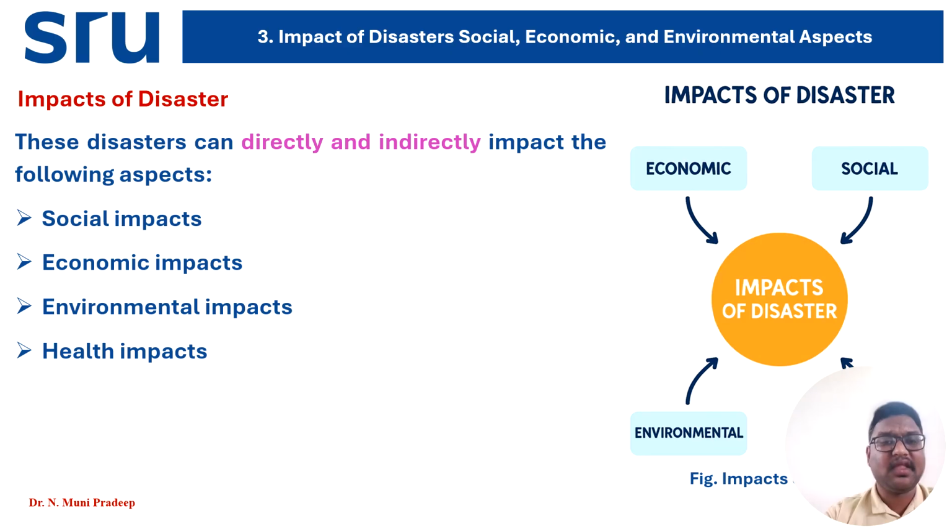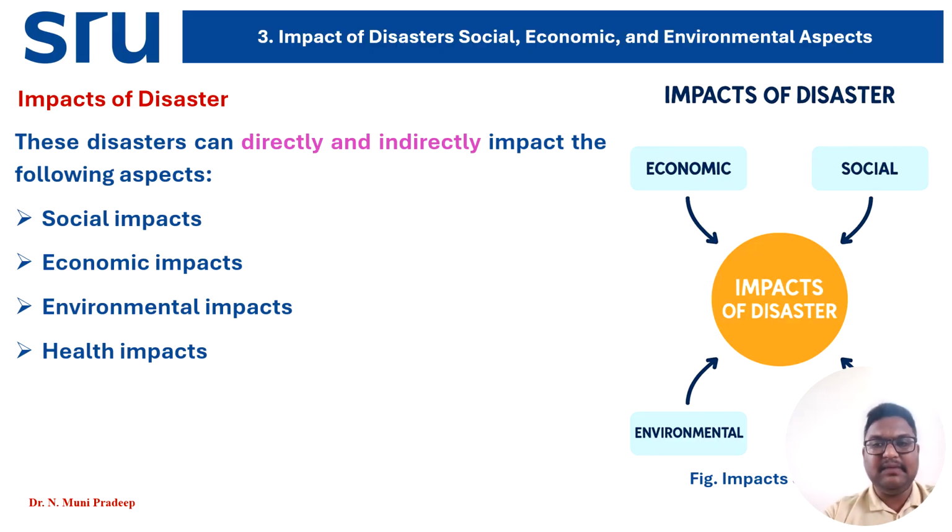Right. So the present slide gives us the organizing framework for today's lecture. Disasters can directly and indirectly impact four major categories of aspects. The first one is social impacts, then economic impacts, environmental impacts, and the fourth and final one, health impacts. The figure on this slide visually represents these four impacts as interconnected areas of disaster impact, right?